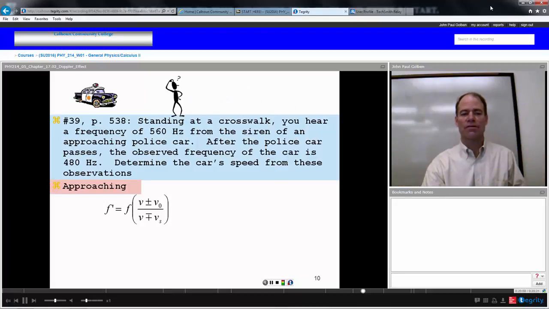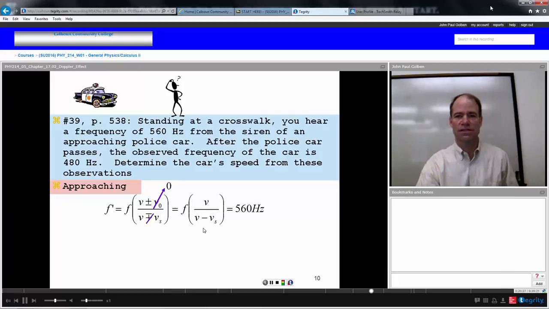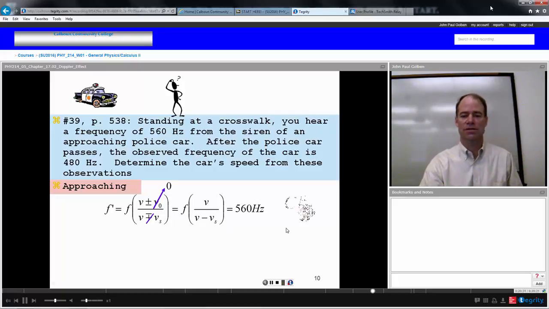So we have where the police car is approaching, the observer's velocity is 0. It doesn't matter that we have a plus or minus here. And the numerator will just have the velocity of sound. And as the source is approaching, moving toward, then we're going to use the top minus sign in the denominator. So our first observed frequency of 560 hertz will be the actual frequency of the source, which we don't know what that is, times the velocity of sound over the velocity of sound minus the velocity of the source.